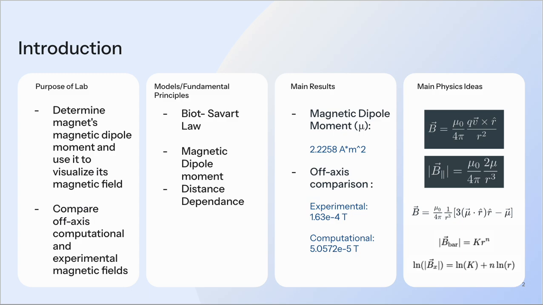The top formula is just the standard Biot-Savart law, and then the one below it helped us find the dipole moment, by rearranging it for the experimental computations. And then the formula below that was what we used in the computational model. And then the two formulas on the bottom was how we translated our experimental data using distance dependence.